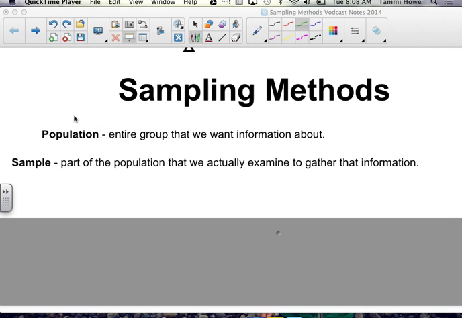So first up, we have two definitions: population, which is an entire group that we want information about, and then sample, which is a part of the population. It's the part that we actually examine in order to gather information.